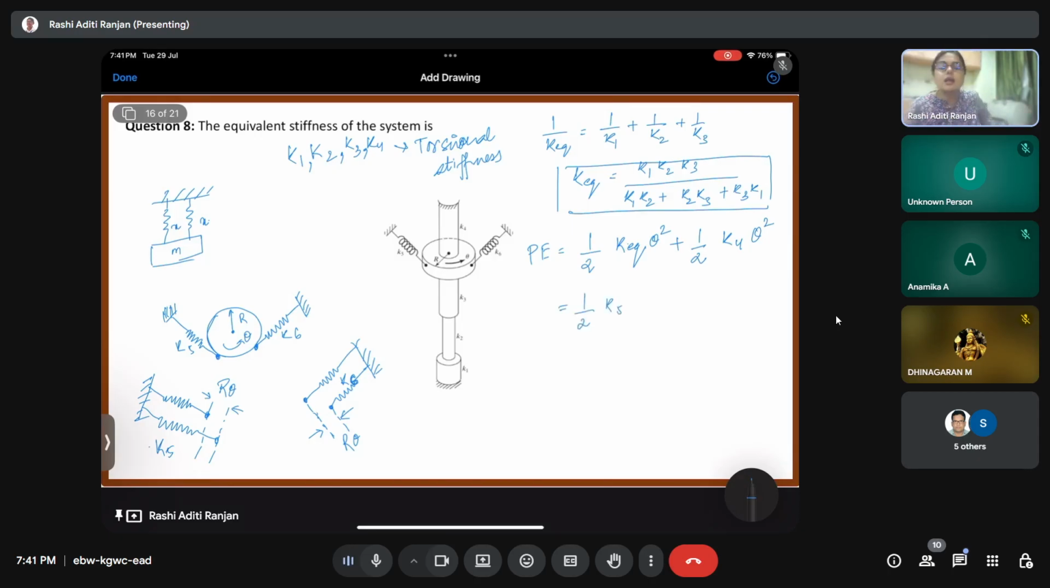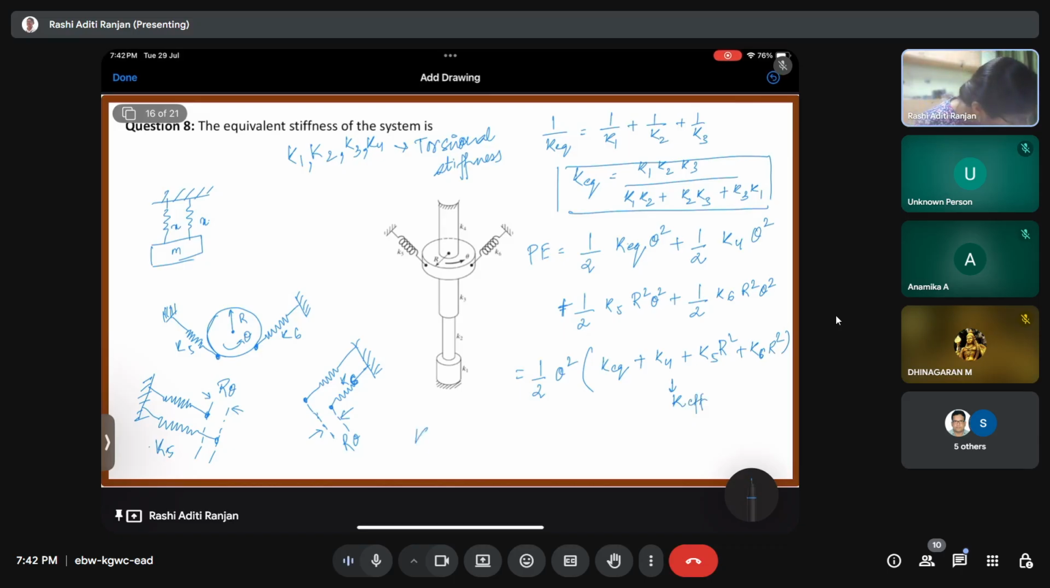Now K5 and K6 are not torsional stiffnesses, they are spring stiffnesses. So it is defined in terms of per unit movement, position. K5 into R square theta square plus half K6 R square theta square, right? If we now add it, half theta square times K_EQ plus K4 plus K5 R square plus K6 R square. This is going to be nothing but my K effective.